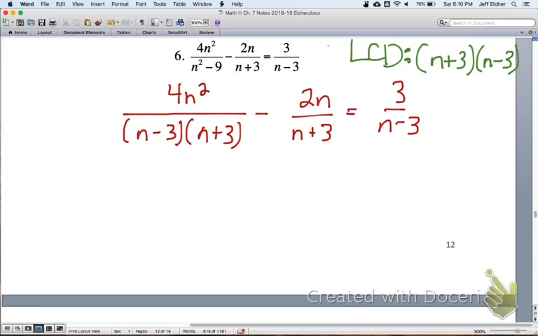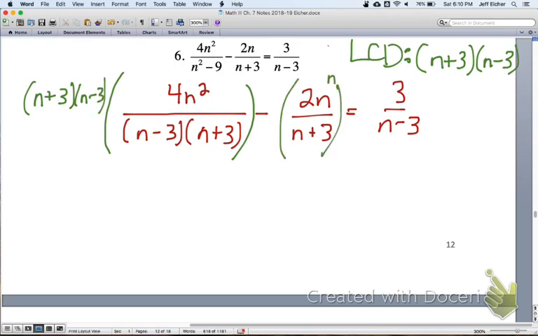So after factoring, n squared minus 9 is a difference of two squares, so you should get n minus 3, n plus 3. And the lowest common denominator is that n plus 3, n minus 3. So we're going to multiply each of these by that lowest common denominator. If you need to write it out to help yourself not miss a term, you can write it like that. We're going to multiply this one by that same n plus 3, n minus 3, and then multiply this last fraction by n plus 3, n minus 3.